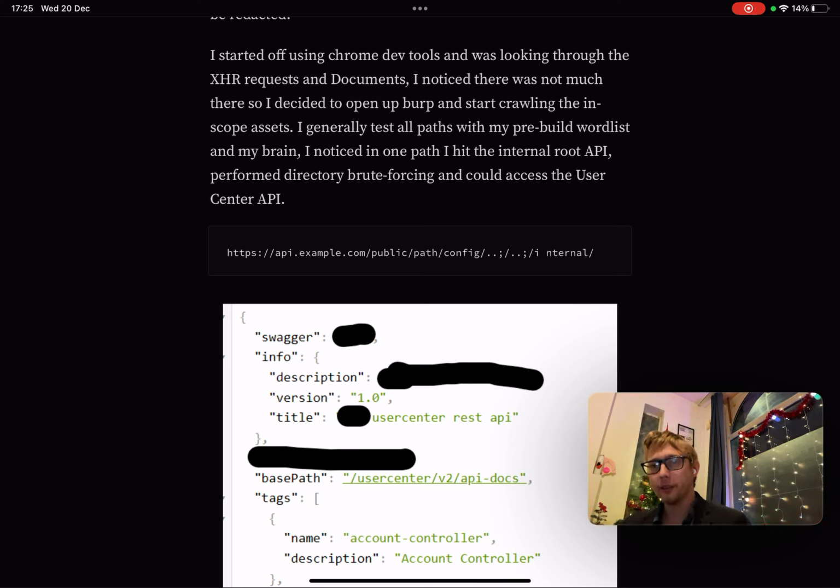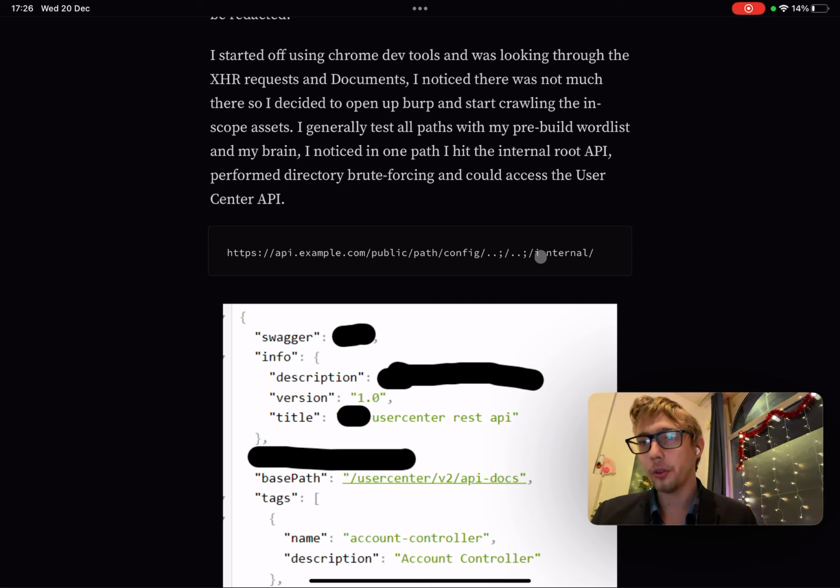apis.example.com/public/path/config, and then you normally with that dot dot slash would go back a few directories, of course one directory every time, so we would go back two directories, and then we have that internal path. Now added here is that semicolon to trick some filters and to break some reverse proxy rules there, because this internal path should not be accessed internally, of course.